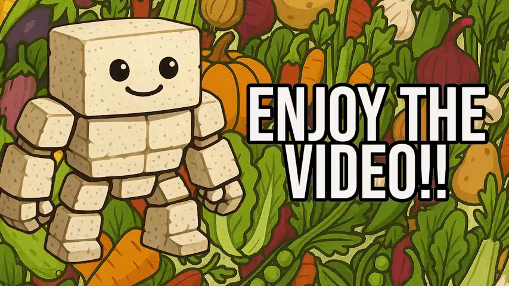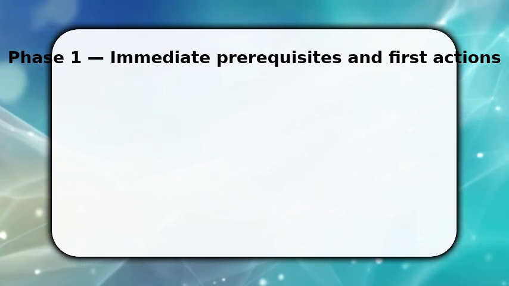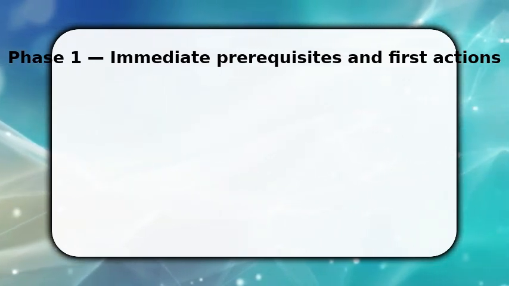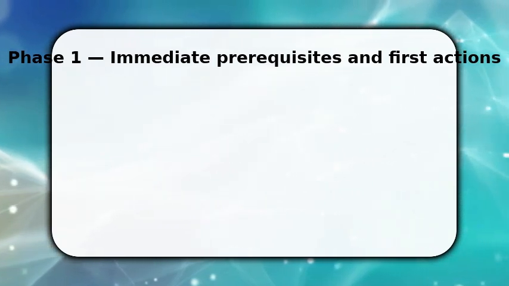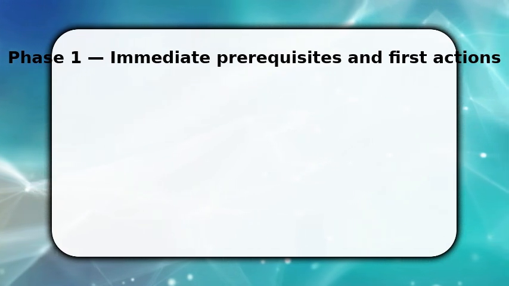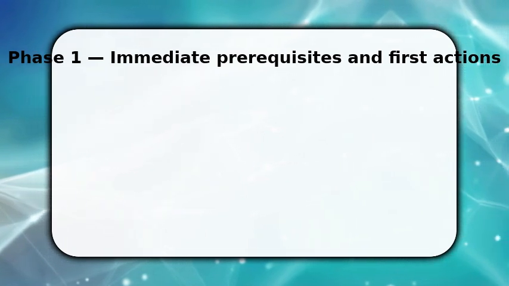Please enjoy the video. You start by enabling developer options so USB debugging appears. Tap build number 7 times in About Phone, you'll see a confirmation. Once done, go into developer options and toggle USB debugging on. Make sure your phone has at least 30% battery and use the original or a high-quality cable.